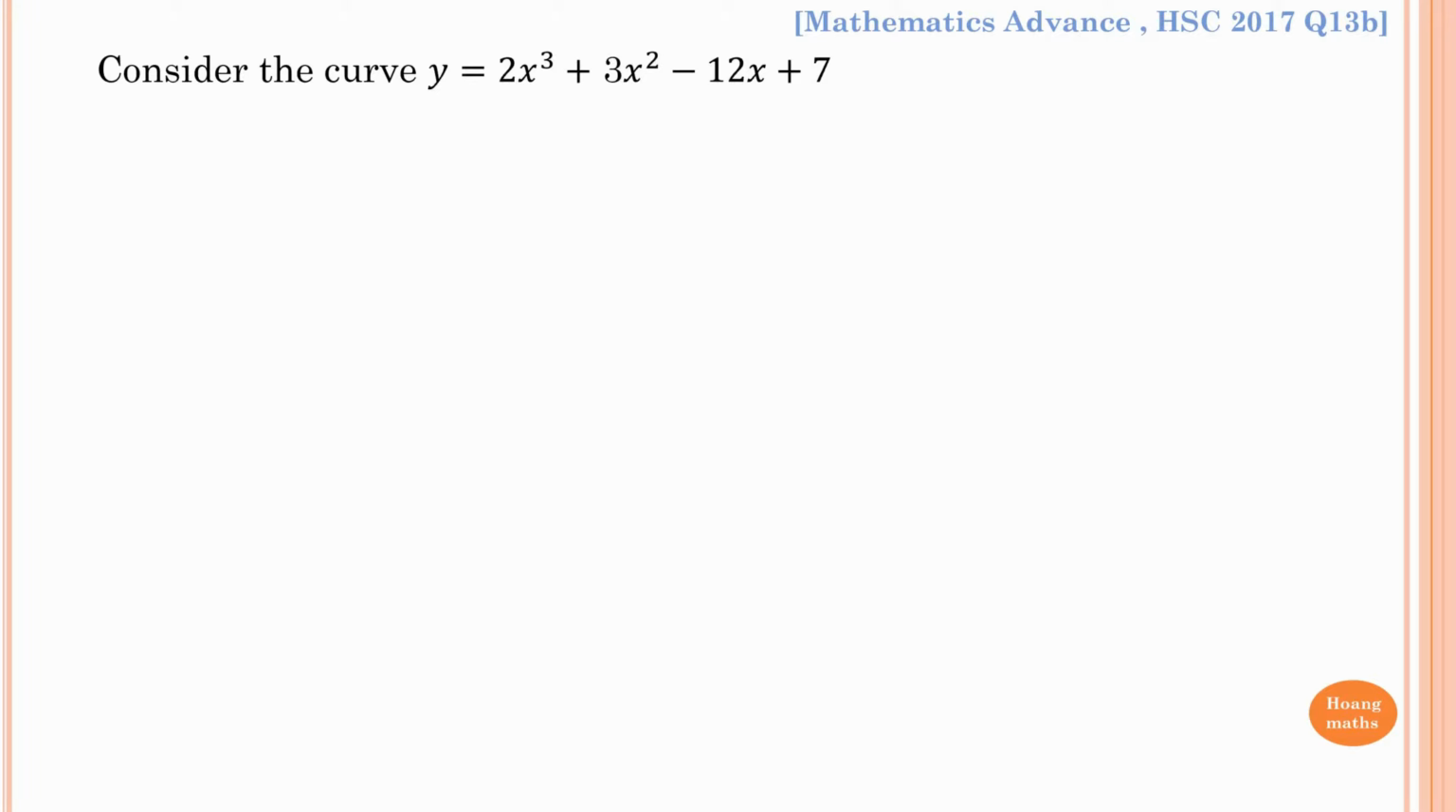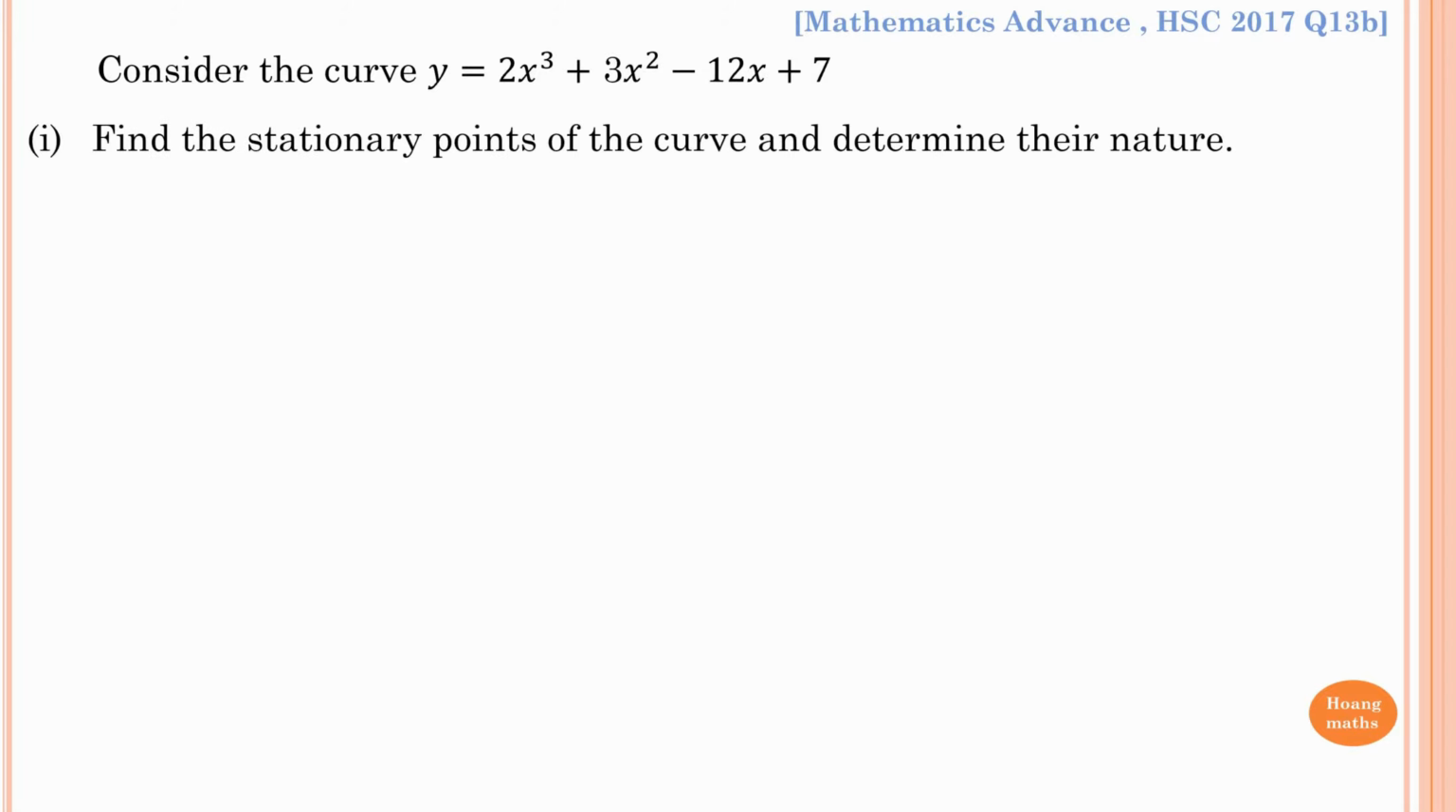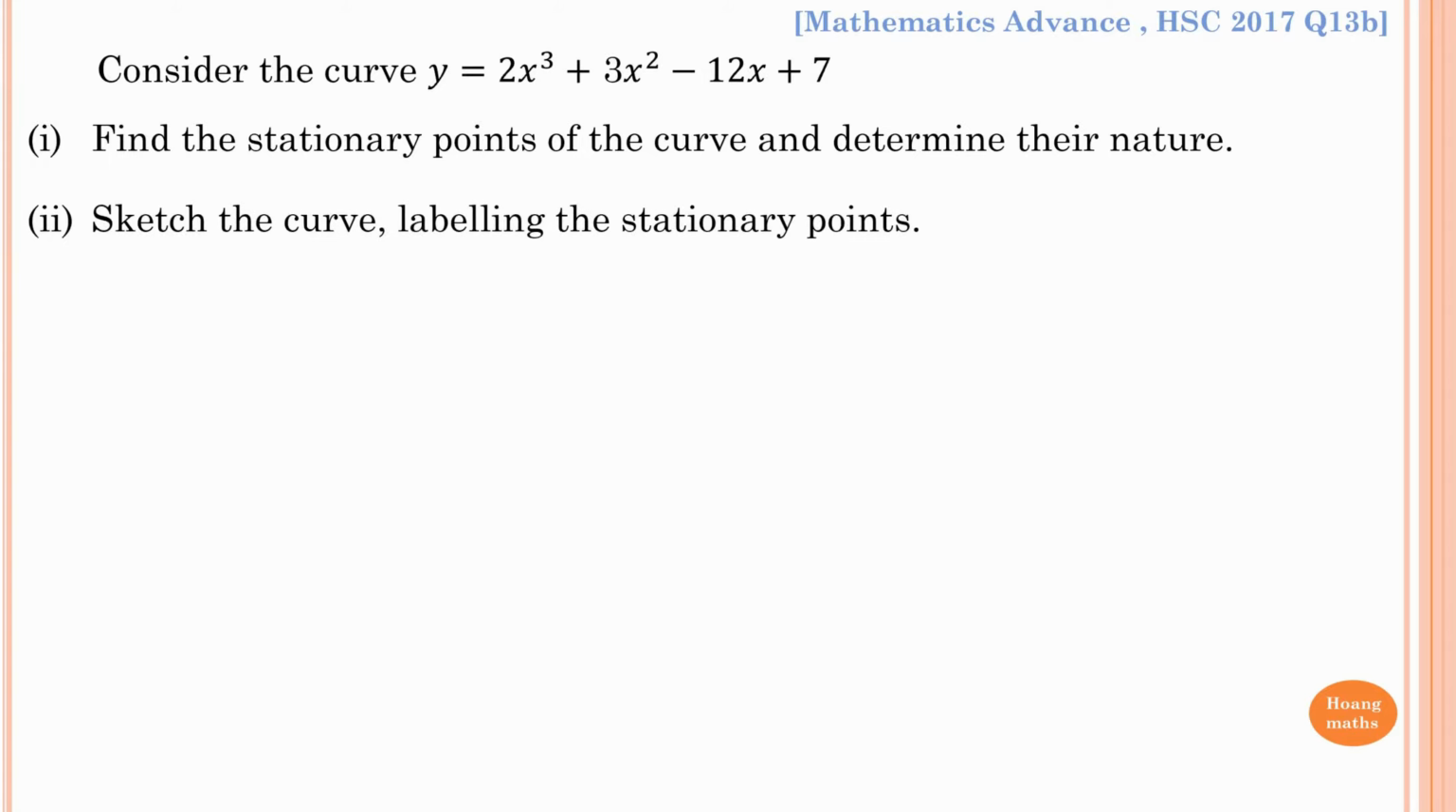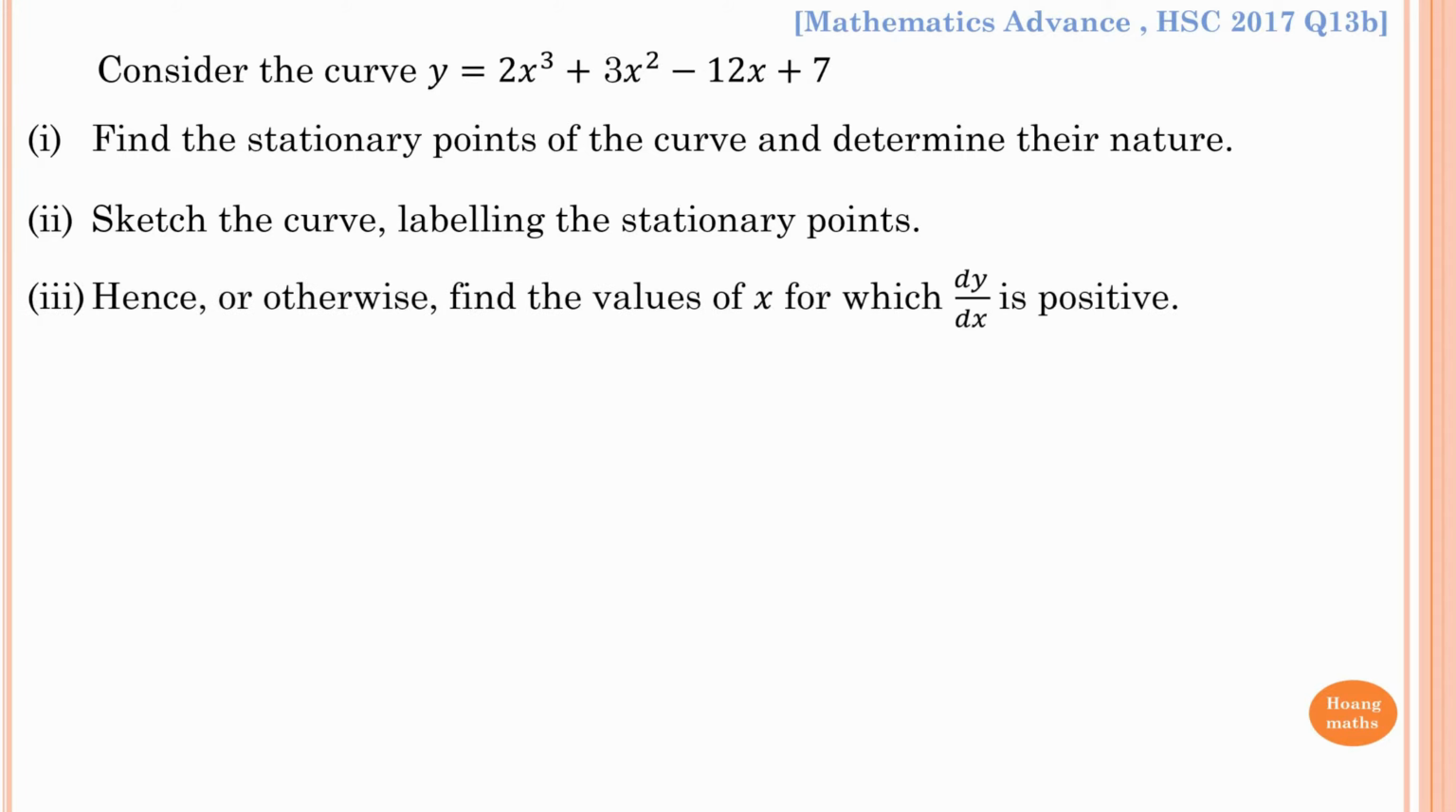Consider the curve y equals 2x^3 plus 3x^2 minus 12x plus 7. Part 1: Find the stationary points of the curve and determine their nature. Part 2: Sketch the curve, labeling the stationary points. Part 3: Hence or otherwise, find the values of x for which dy/dx is positive.